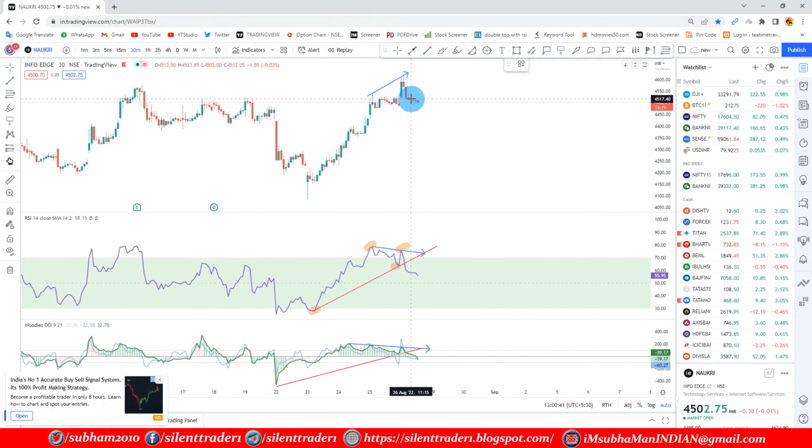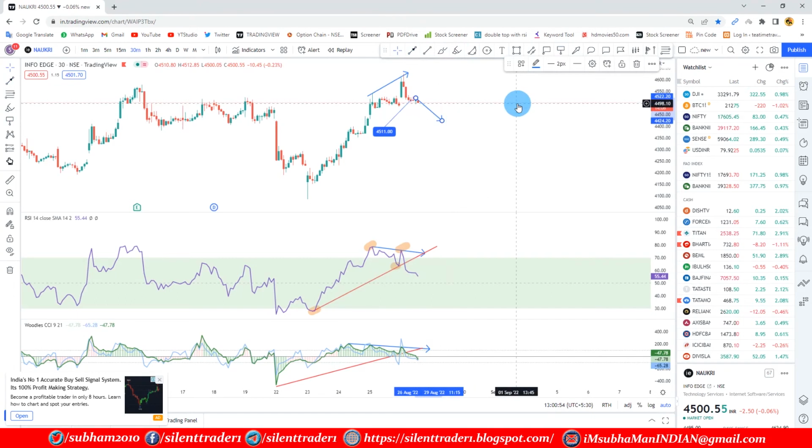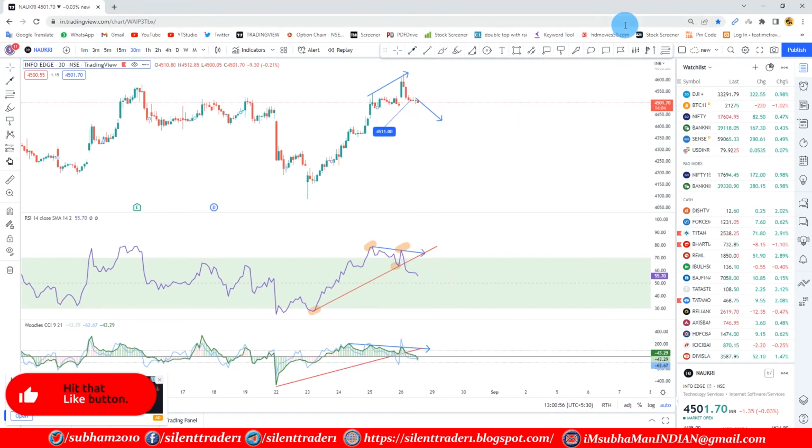Check the price of crossover, which is 4511. Now current market price is 4502 area. What will be our target? Generally for 30 minutes, we can expect 0.7% to 0.8% return.